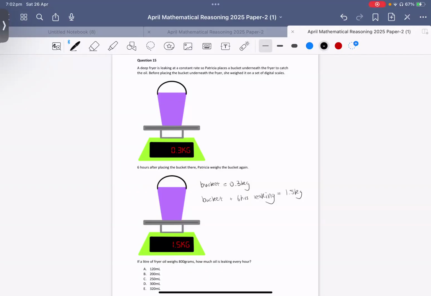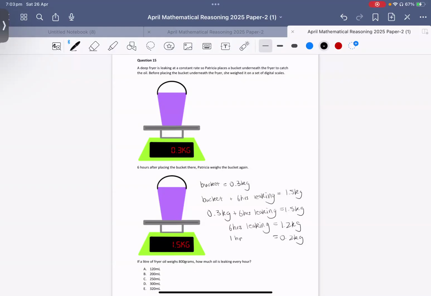And as we did before, remember how I substituted the bowl, or the bucket. We can do the same thing here. We can substitute its weight and write it out like that. Now we can remove things from both sides: we subtract 0.3 kilograms from both sides to get that after 6 hours of leaking, this thing still weighs 1.2 kilograms, right? So we can work out what 1 hour of leaking would be. If 6 hours is 1.2 kilograms, 1 hour must be 1.2 divided by 6, which is 0.2 kilograms.